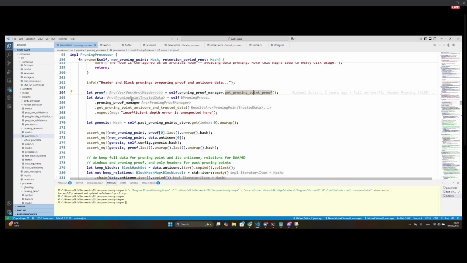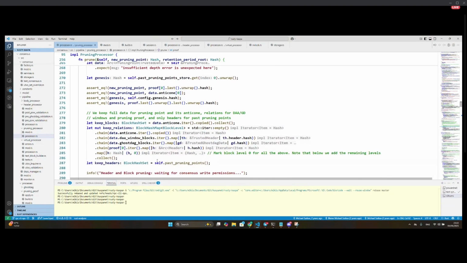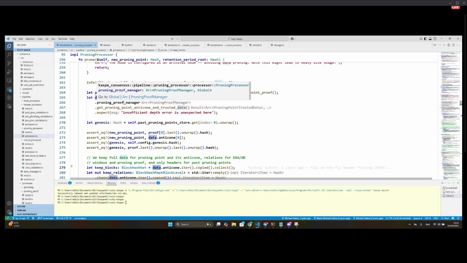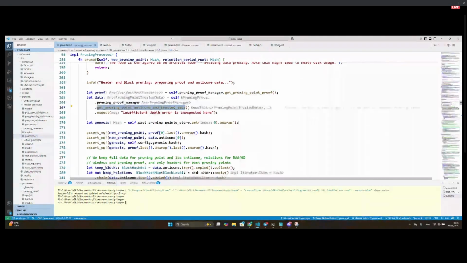So the other thing we need to save besides the proof, the headers from the proof, is what we call the pruning point anticone data and trusted blocks. So it's also the pruning proof manager, get pruning point anticone and trusted data. I want to explain this for a moment. This represents all the information that if another node needs to sync from you, it needs in order to process the blocks above the pruning point.